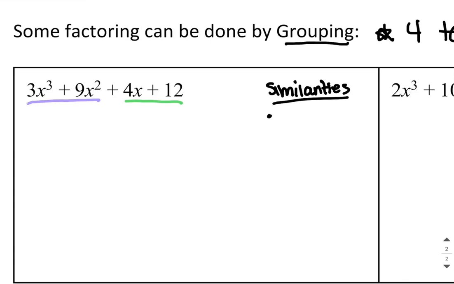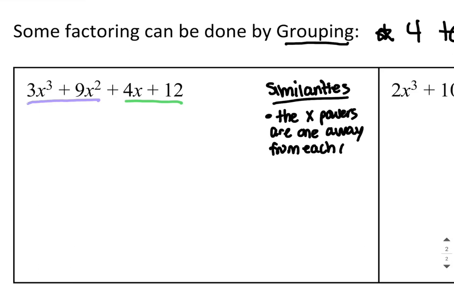Well, one thing that I see in common is that the power difference is the same. So if I look at x cubed and x squared, that's 1 power away. And if I look at x, and this is technically x to the 0th power, so that's x to the first power and x to the 0th power, those x's are 1 away from each other as well. So what I can say is the x powers are 1 away from each other. So I have x cubed and x squared, and x to the first power and x to the 0th power.